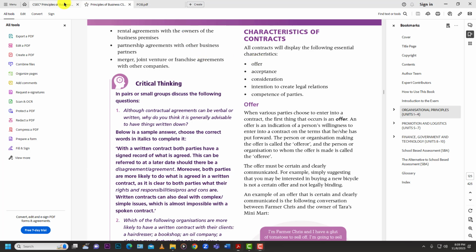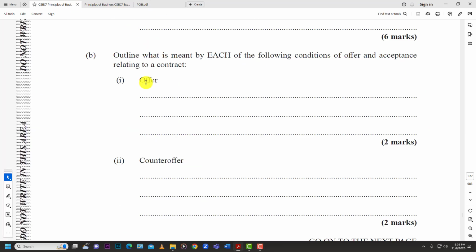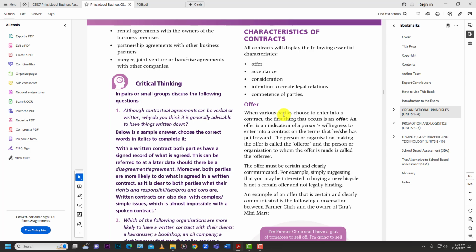But the question is asking us to outline what is meant by offer and counter offer. So let's go. So offer. When various parties choose to enter into a contract, the first thing that occurs is an offer. An offer is an indication of a person's willingness to enter into a contract on terms that he or she has put forward. So an offer is a person's willingness to show that, look, I'm ready to enter this contract. So I'm offering you something.